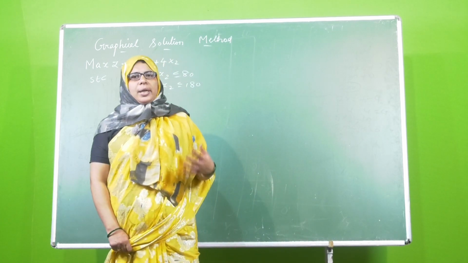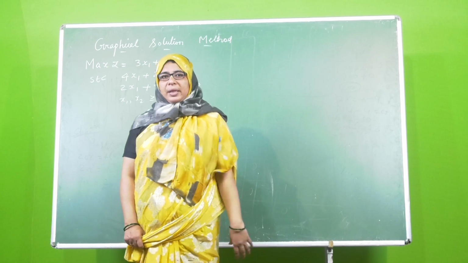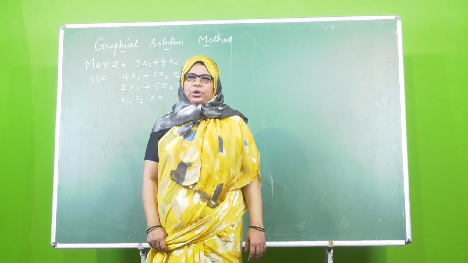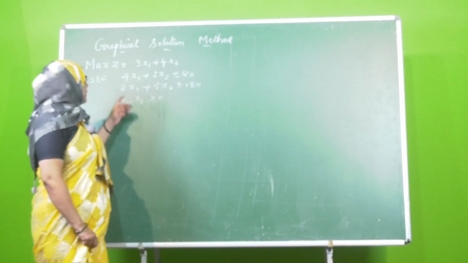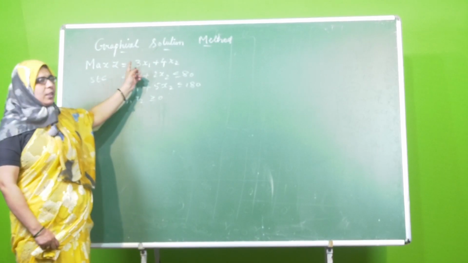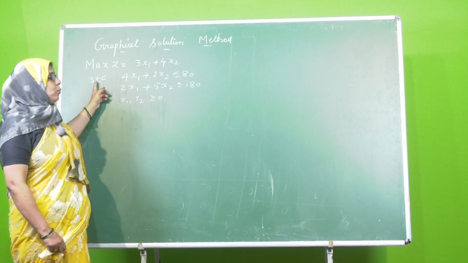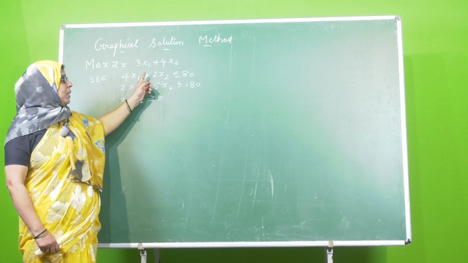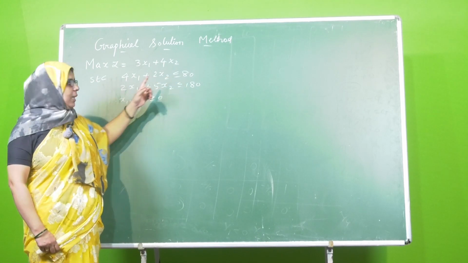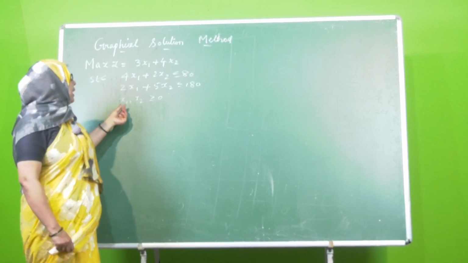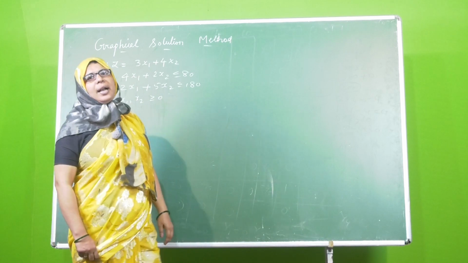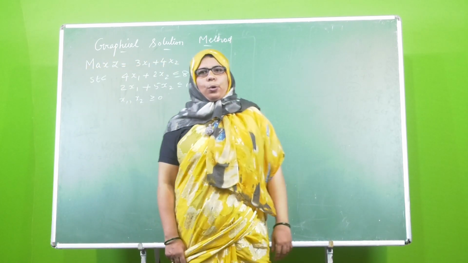Now I am going to take the topic Graphical Solution Method in Operations Research. First of all, we have to see the question. Maximize z equal to 3x1 plus 4x2 subject to the constraints 4x1 plus 2x2 less than or equal to 80, 2x1 plus 5x2 less than or equal to 180, x1, x2 greater than or equal to 0.